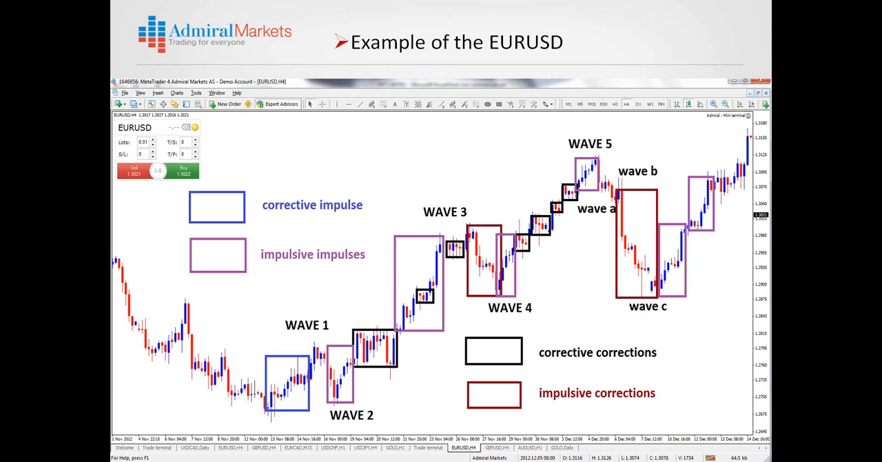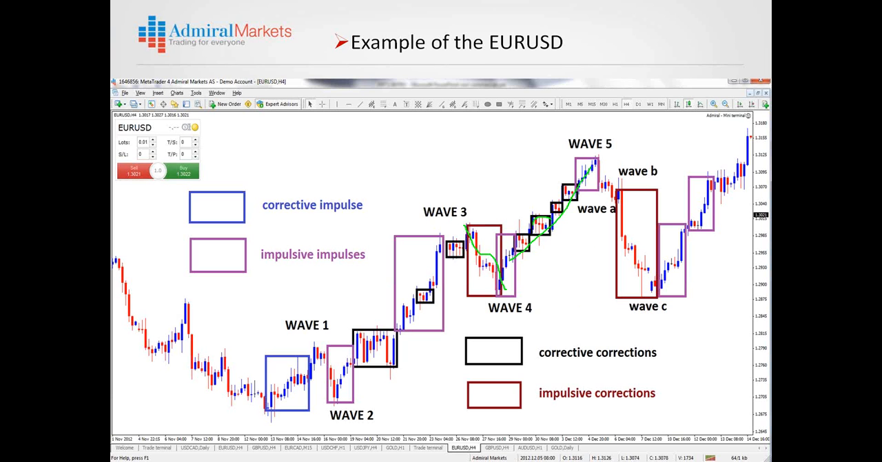Then in wave 4, I was thinking that looks quite like an impulsive correction, if you see what I mean. You can see here that this is quite impulsive. So that looks more like an impulse correction on this time frame in any case. And then I was thinking that wave 5 actually looks more like a corrective impulsive.